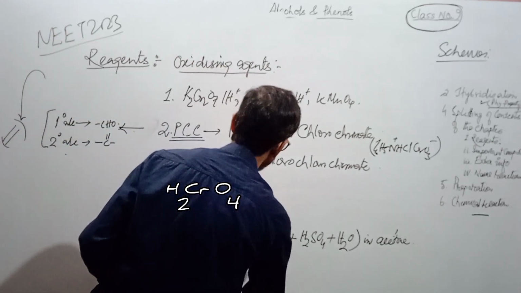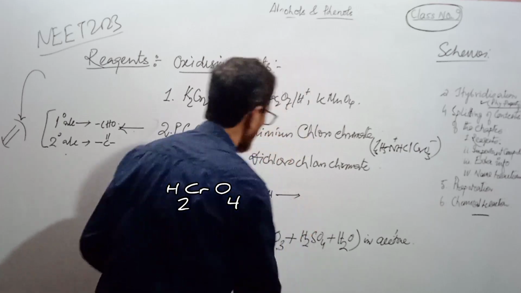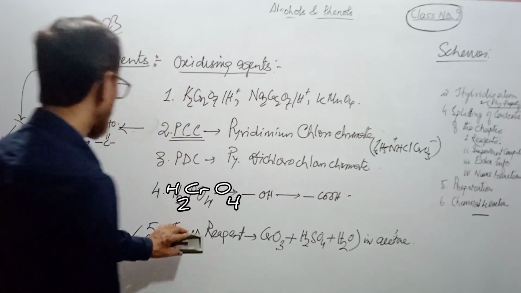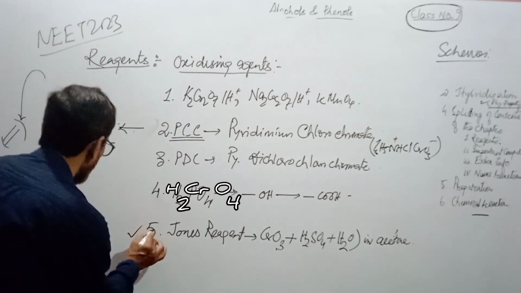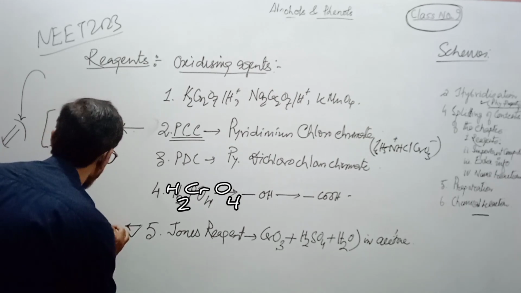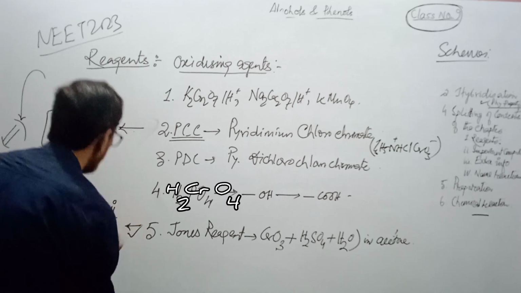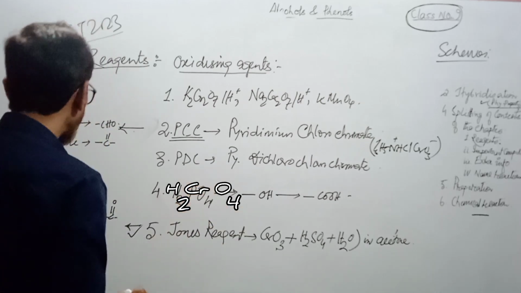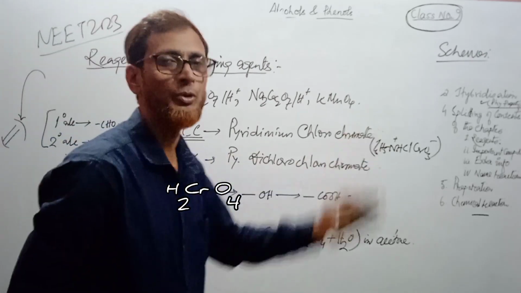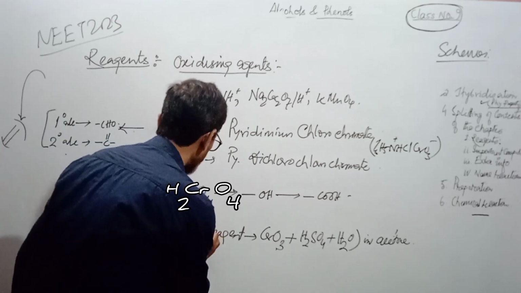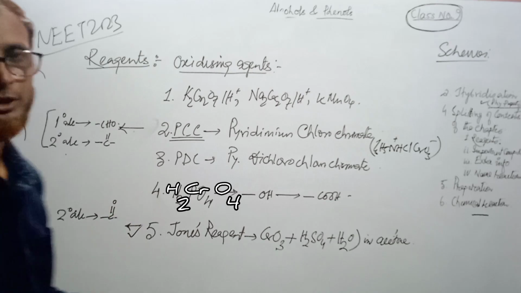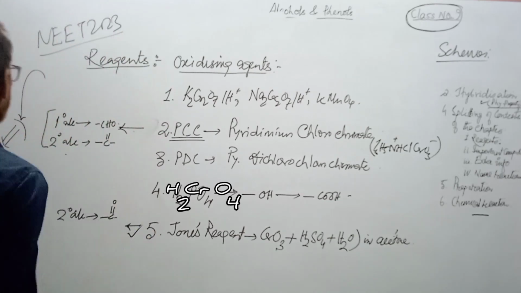H2CrO4 directly converts 1 degree alcohol to carboxylic acid. And Jones reagent converts 2 degree alcohol to ketone, and if 1 degree is there, it transforms into CHO, and then CHO on further oxidation gives COOH. So this is Jones reagent. So these are, in short, the oxidizing agents mentioned in the chapter alcohols and phenol.